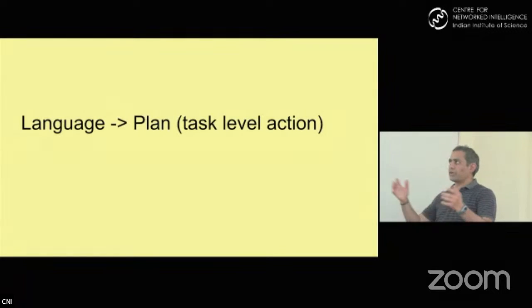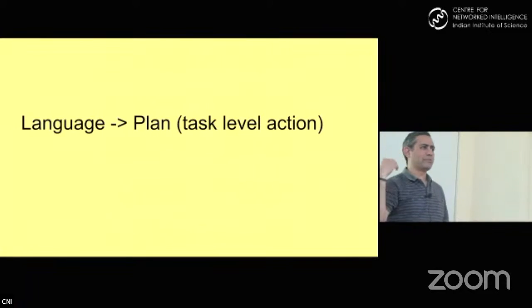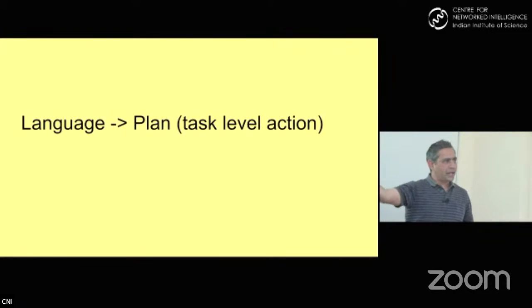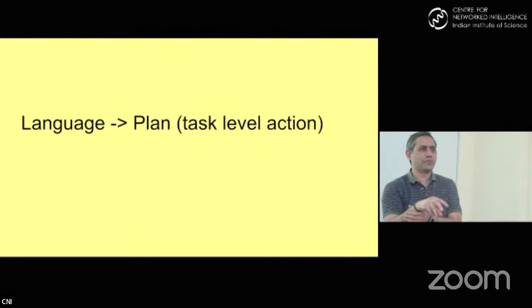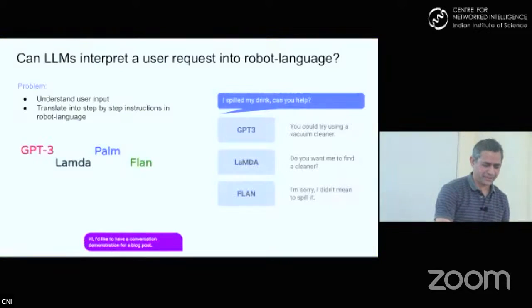The first project we did is what we call language to plan. When I say plan, it's a high-level task. For example, if I say, get me a drink, the plan would be: go to the fridge, open the fridge, get a water bottle, bring it back. It doesn't tell me the robot actions, how to move the joints or the gripper, but it's a high-level plan. This is quite challenging in some cases, but it turns out that LLMs are really good at it.